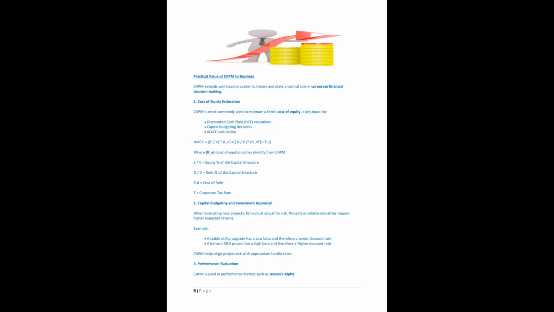CAPM plays a key role in business by helping estimate the cost of equity, which is crucial for discounted cash flow valuations, capital budgeting, and calculating the weighted average cost of capital. The cost of equity from CAPM feeds directly into the WACC formula, which balances the costs of equity and debt according to their proportions in a company's capital structure, factoring in the corporate tax rate. When companies evaluate new projects, they need to adjust for risk, and CAPM helps with this by assigning higher discount rates to riskier projects and lower rates to more stable ones, like comparing a low beta utility upgrade versus a high beta biotech research project.